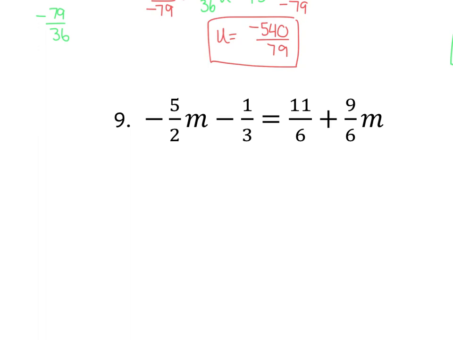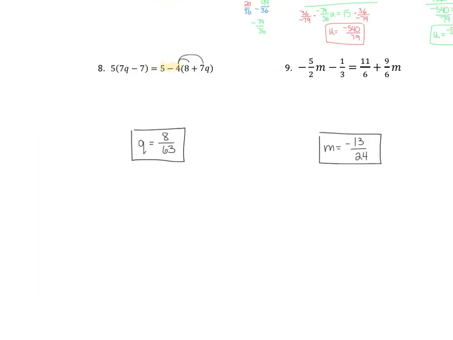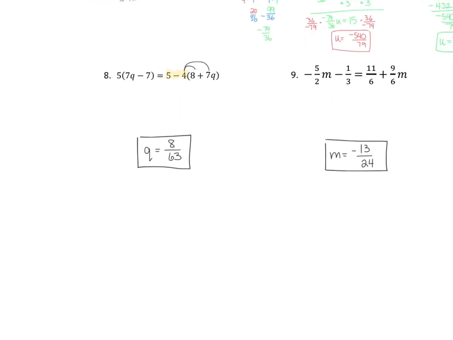If you don't get them, we're going to go over them in class tomorrow, but make sure you come with questions. All right, so for number 8, the answer that you should have gotten is Q equals 8 over 63. And for number 9, you should have gotten that M is equal to negative 13/24. If you did not get those answers, or even if you did, we're still going to go over them in class tomorrow.